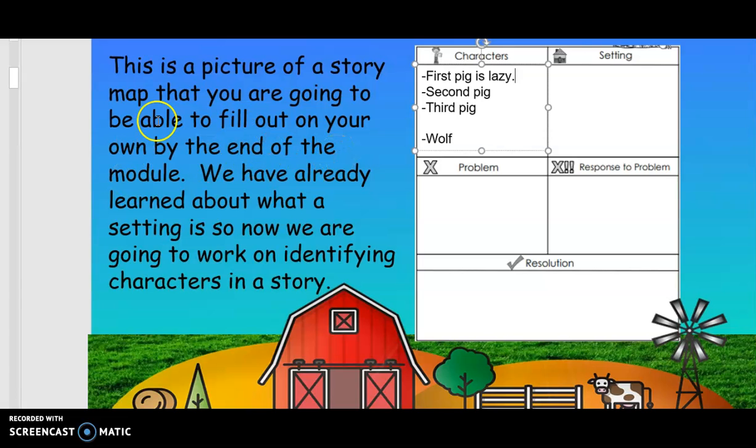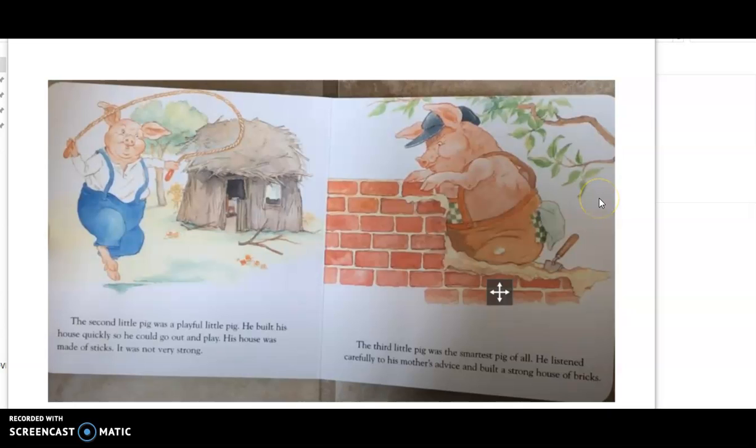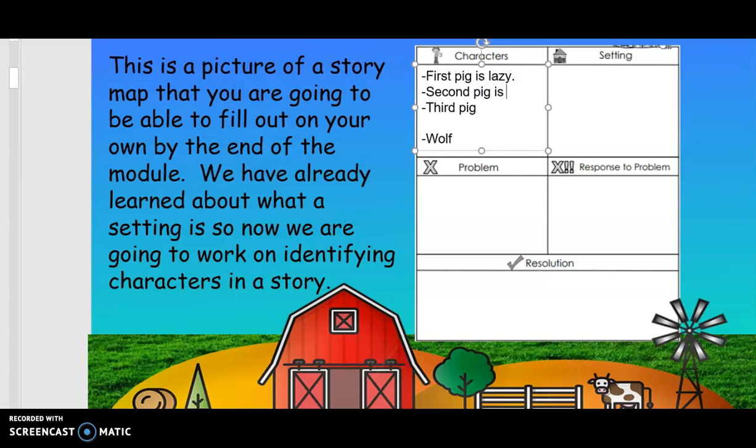Now we're going to look up Mr. Pig number two. The second little pig was a playful little pig. Did you hear that word? Playful. Let's pop it into our story. I'm going to get dizzy from going back and forth. Here, second pig is playful.